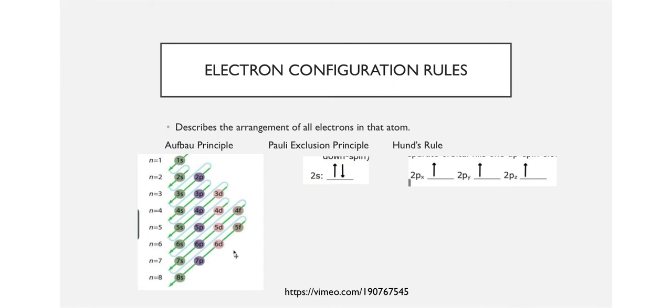Reminder, the second principle is Pauli exclusion, where we talk about how every single orbital can only hold 2 electrons max. So any atom can have a huge number of orbitals. However, each individual orbital can only hold 2 electrons.